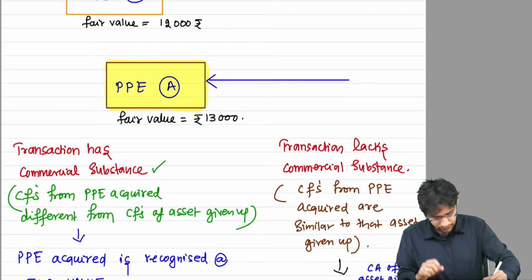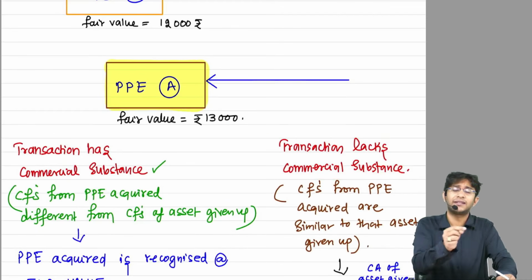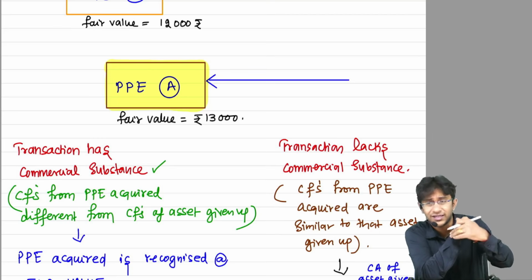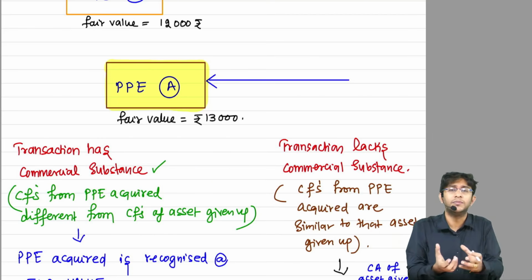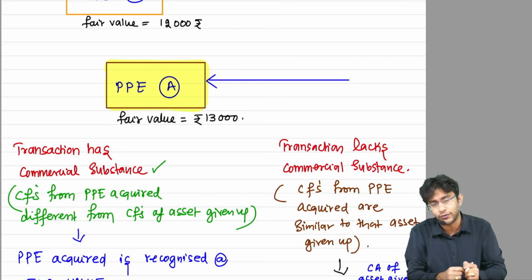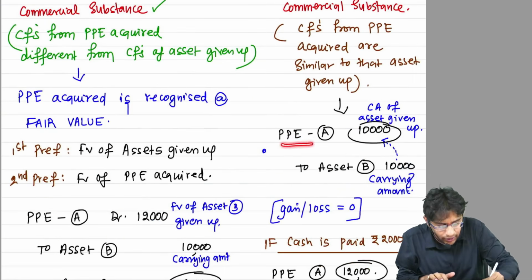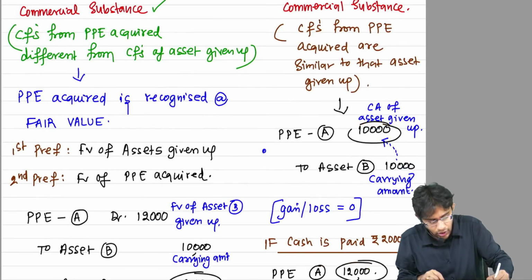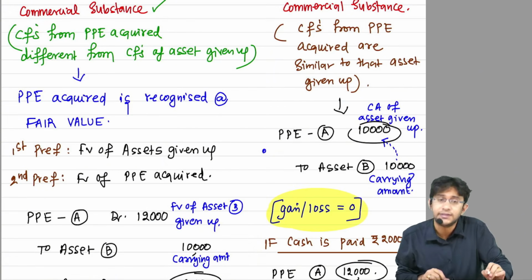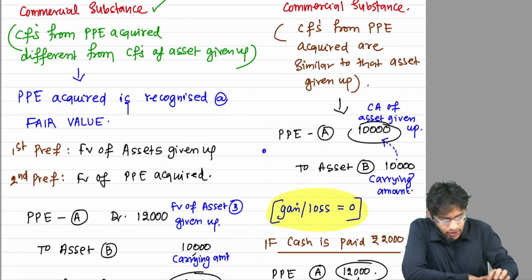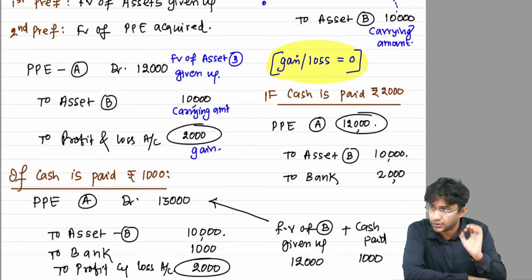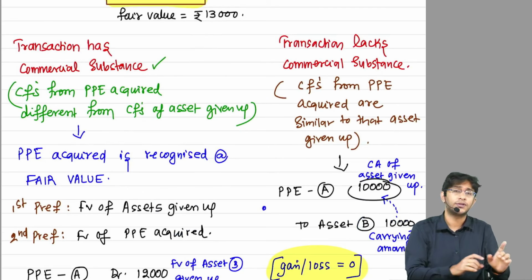But if you say that the transaction lacks commercial substance, then indirectly you are saying that the asset what you have acquired and the asset what you have given up, they both are similar in terms of their ability to generate cash inflows. Therefore, the asset acquired must be recognized at carrying amount of asset given up in such a way that the gain or loss in the exchange transaction is 0. Are we clear here, sir? So any cash is paid, you pay. If any cash is received, you receive. I don't mind. But gain or loss must be 0. When gain or loss must be 0? When the transaction does not have a commercial substance.